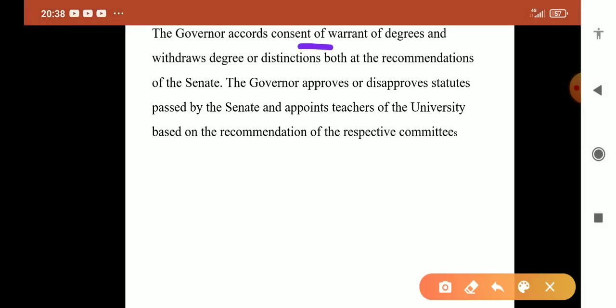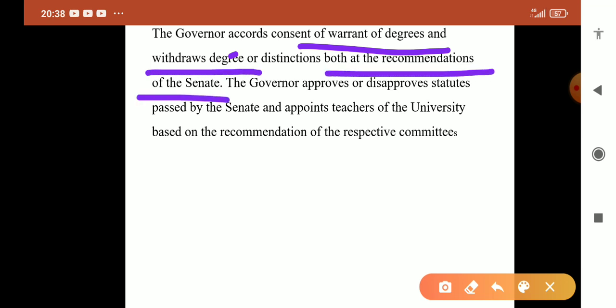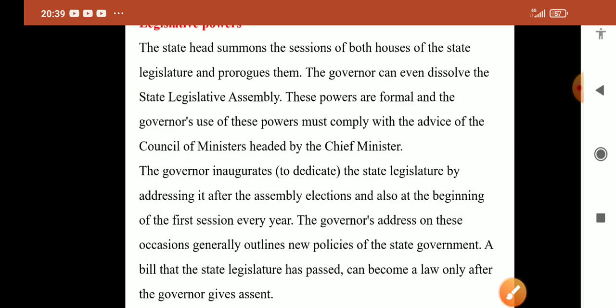Next, the governor accords consent for the warrant of degrees, and the withdrawal of degrees and distinctions, both on the recommendations of the Senate. So the governor approves or disapproves the statutes passed by the Senate and appoints teachers of the university based on the recommendation of the respective committees. Right. So these are the powers in detail of a governor, the executive powers.